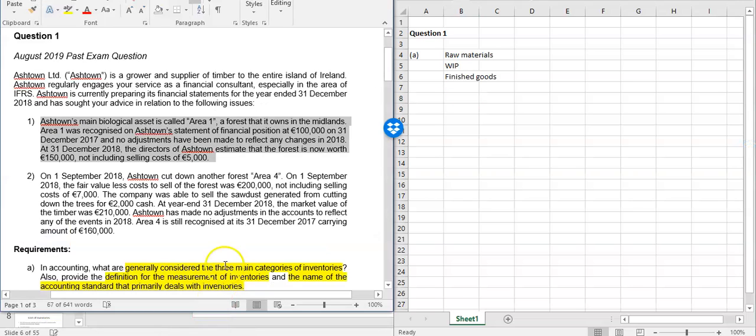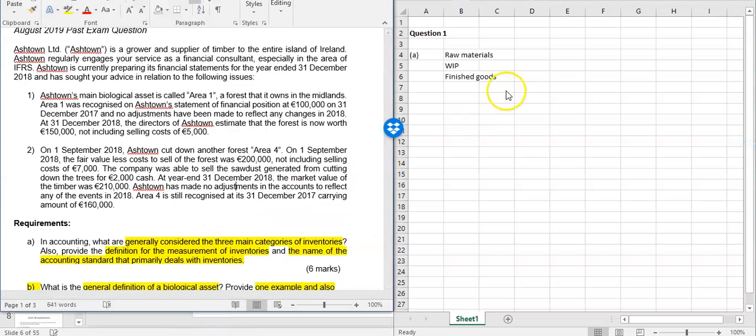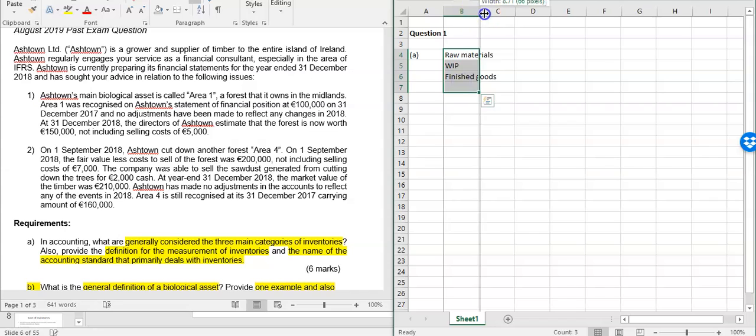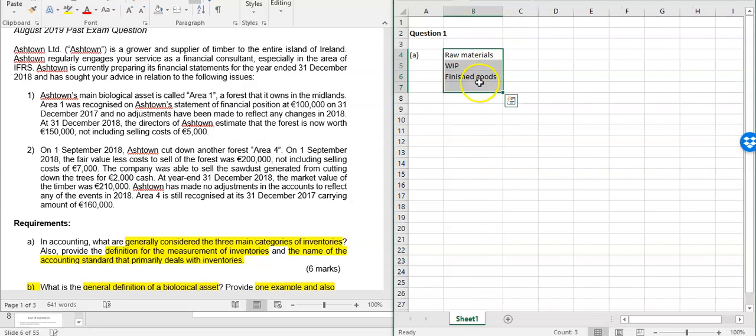So there's multiple requirements here. What are the 3 main categories of inventory? If you're a manufacturer, you would have all 3. If you're a retailer, you would only have finished goods. The measurement of inventory is the lower of cost and NRV, which stands for net realizable value. So it's the lower of cost and NRV.